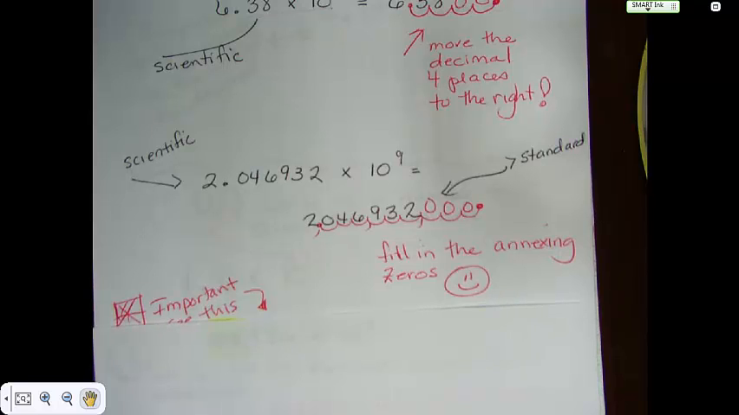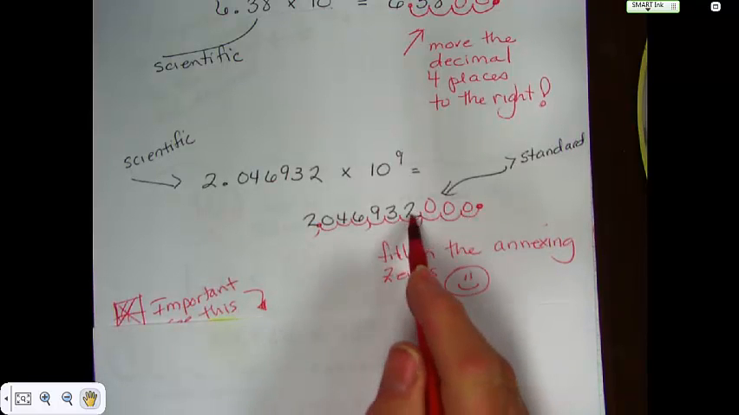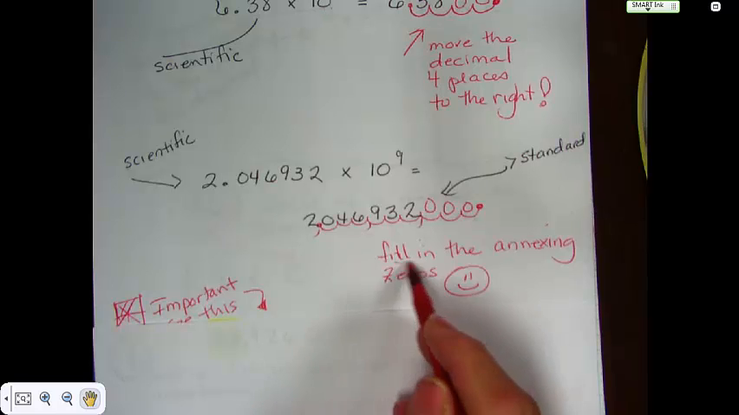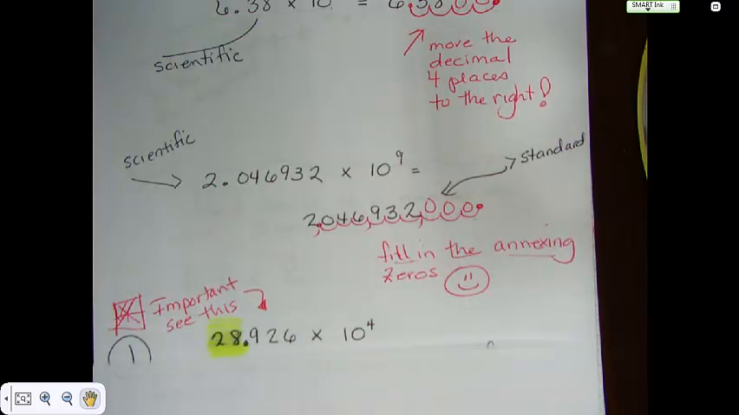Also, you have to remember that when you're moving the decimal this far to the right, if it goes past the numbers you're given, you do have to fill in what I call annexing zeros.